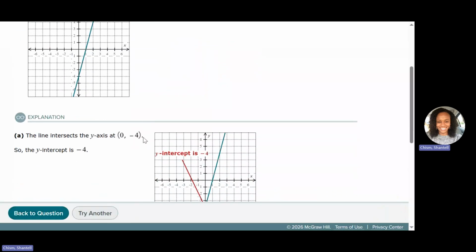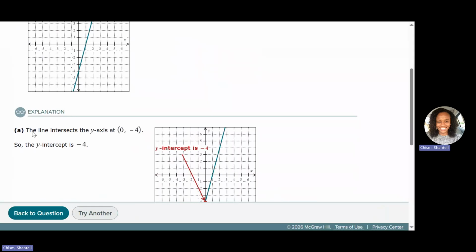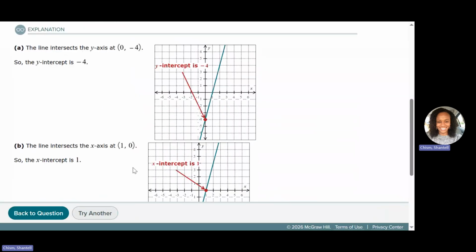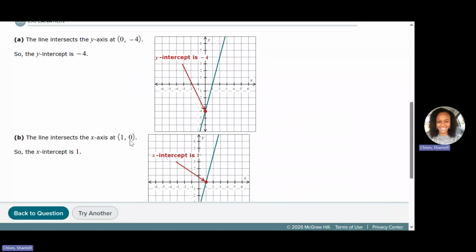And we can verify that by looking at the explanation, because again, sometimes they want us to show it as an ordered pair. You see how it says right here, the line intersects the y-axis at the point 0, -4. So the y-intercept, we just put in -4. And the x-intercept, 1, 0. So we just put in 1, okay?